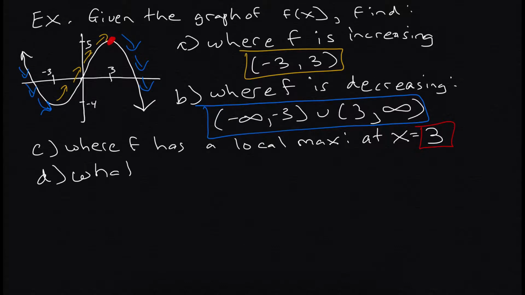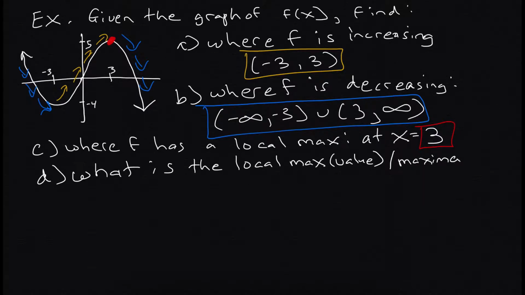And let's tack on a part D here. What is the local max? And I've heard this asked a couple different ways. So I could ask, what is the local max, as opposed to part C was, where is the local max? I could ask, what is the local max value? Or I could ask, what is the local maxima? So a couple different ways of saying the same thing here, which is typical for math. So local max, and what is the local max, or what is the local max value, or what is the local maxima, all mean the same thing.